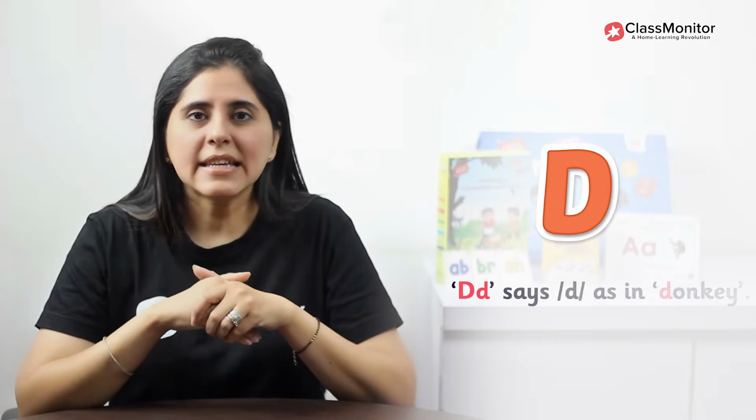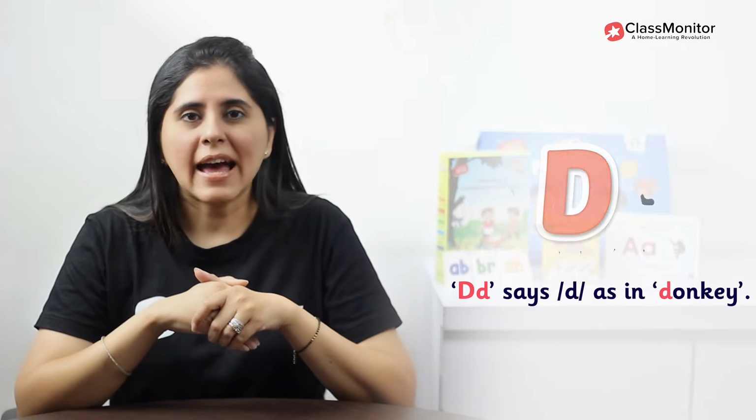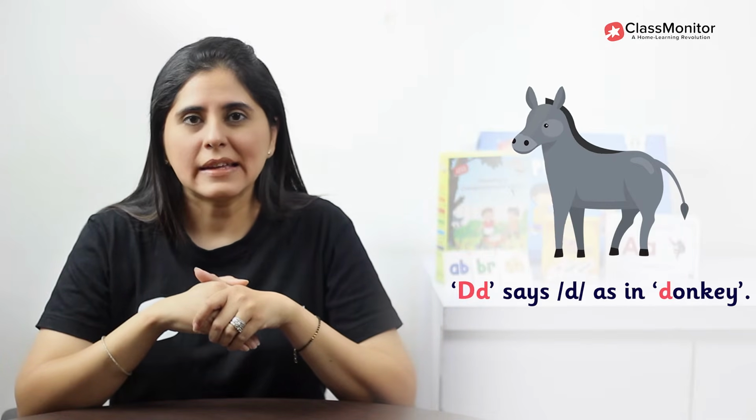Letter D. D says D, as in donkey. Letter E. E is a naughty letter. So don't forget, the naughty letter makes two sounds.